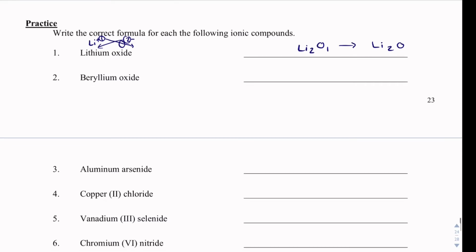Okay? If there's no subscript written, it is assumed to be 1. Next, we're going to look at beryllium. Find beryllium on your periodic table, element number 4.